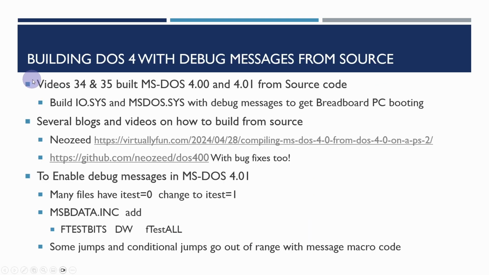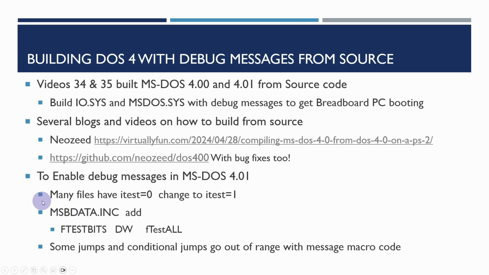So in the previous two videos, 34 and 35, we built out MS-DOS 4.0.0 and 4.0.1 from source code, and what this will allow us to do now is to build out the IO.SYS and MSDOS.SYS with debug messages. Now there are a number of blogs on how to build from source, and if you cover videos 34 and 35, I'll include links at the top up here or down in the description below, and that will tell you how to build MS-DOS from source code.